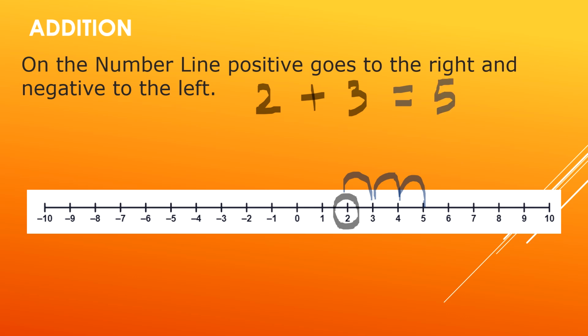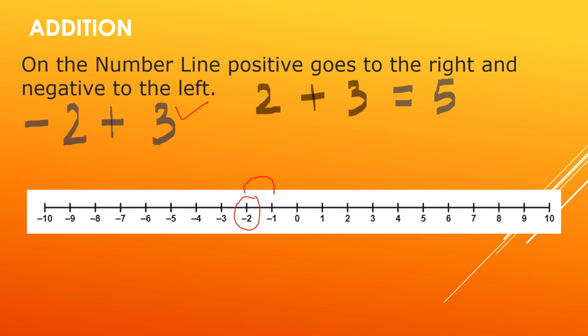Now what will happen if your number is like this? Minus 2 plus 3. Let us say that your number is minus 2. In that case, we will jump from minus 2 and 3 units to the right. So 1, 2, 3. Your answer will be 1.